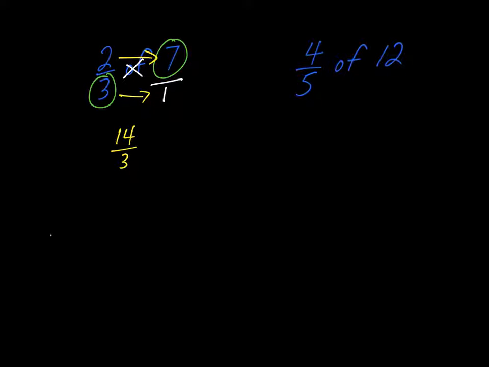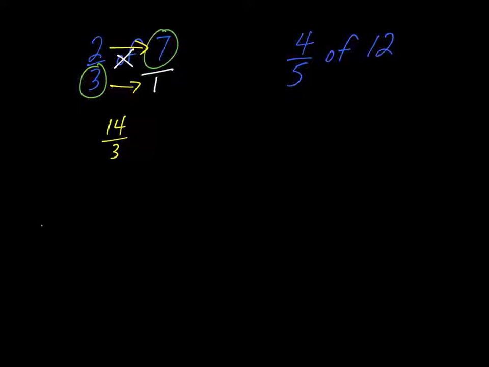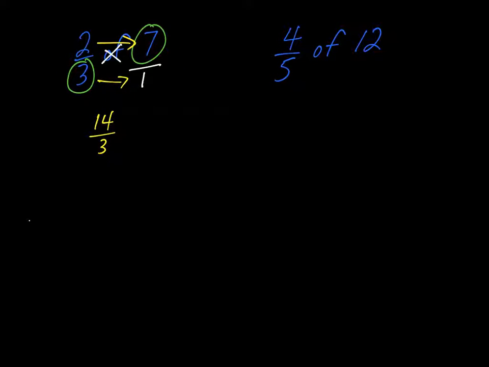Now we don't want to leave our answer at 14/3. We can certainly simplify that to make it look better, and we can turn that into a quick division problem where 14 goes on the inside and 3 goes on the outside. We divide this up, 3 goes in 4 times with 2 left over, so we get 4, remainder 2.